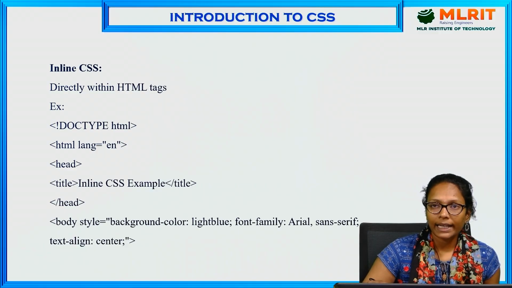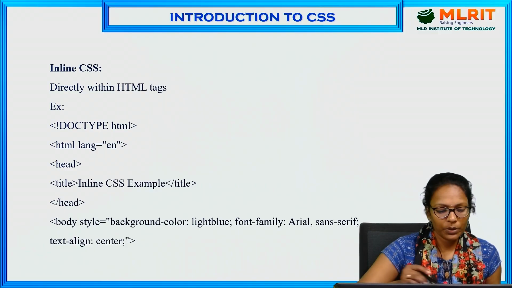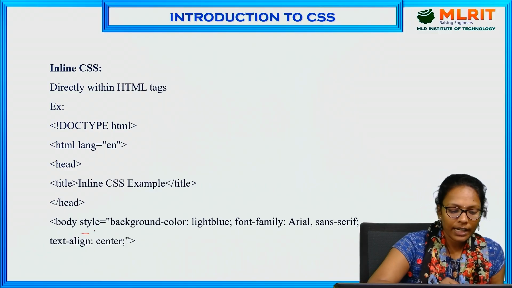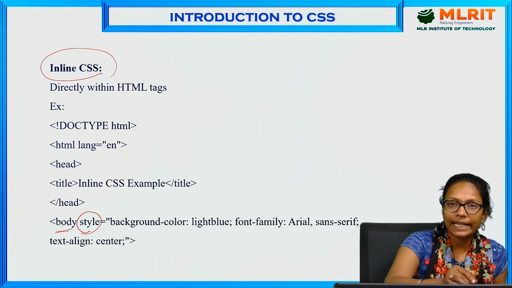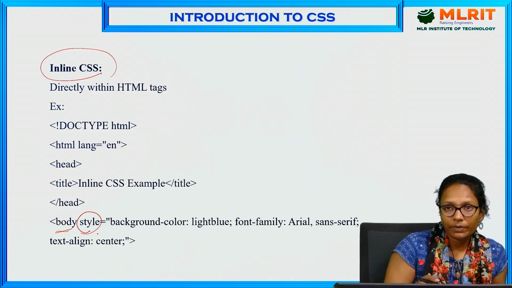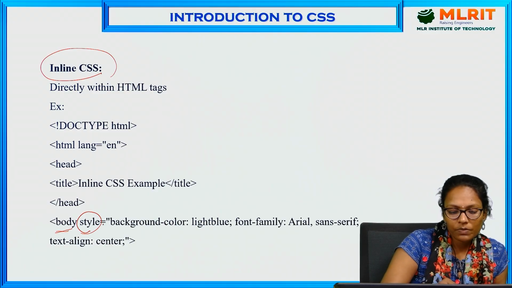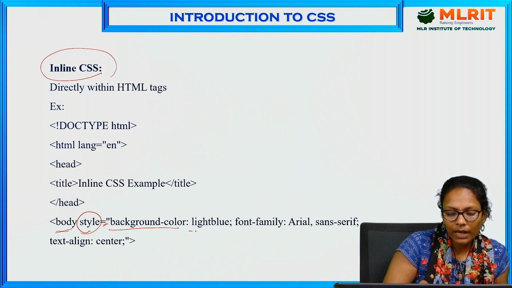Along with the body tag itself, I'm mentioning the style attribute here. If you are writing the style attribute along with the tag itself, then it is called inline CSS. So what are the different styles we are applying? I need to mention within the double quotes the style name. The property name is background color, and the value is light blue. These two should be separated with a colon.